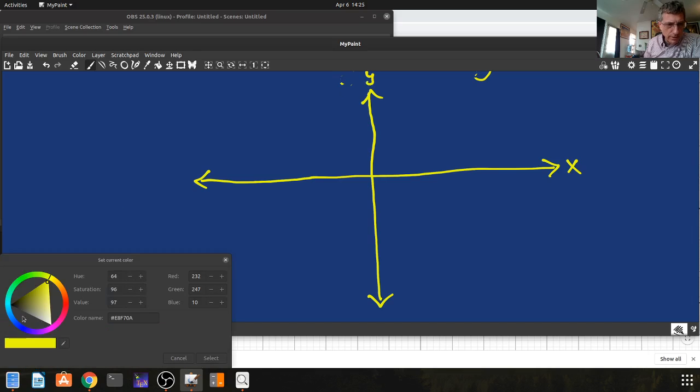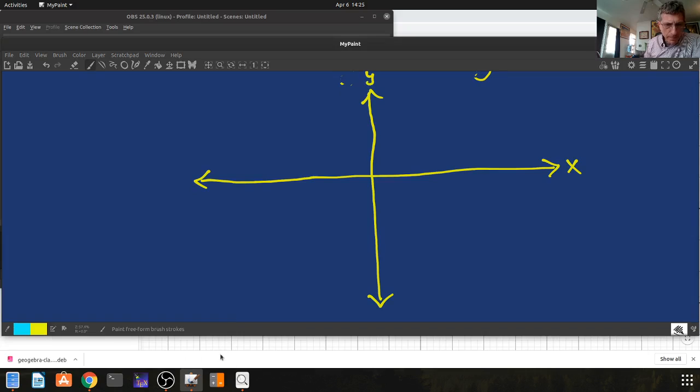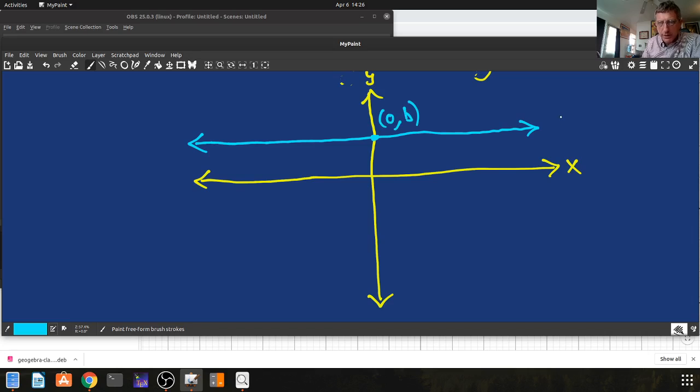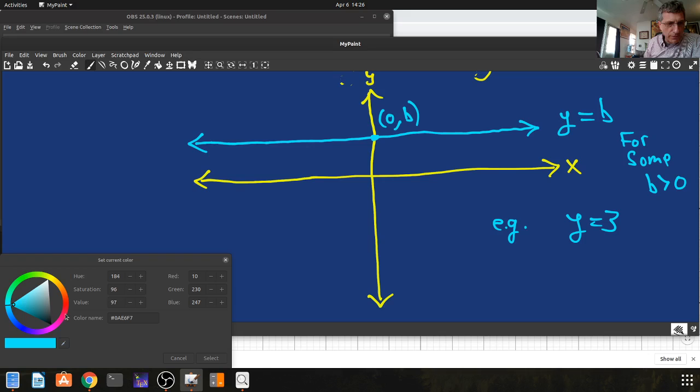So let's get another color here. This is a horizontal line. And since this point right here corresponds to 0 and some positive value b, this is the graph of the equation y is equal to b for some b that is greater than 0. Like, for example, y is equal to 3. What about vertical lines?